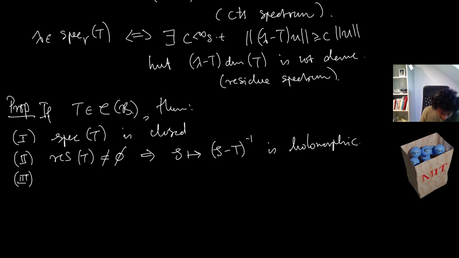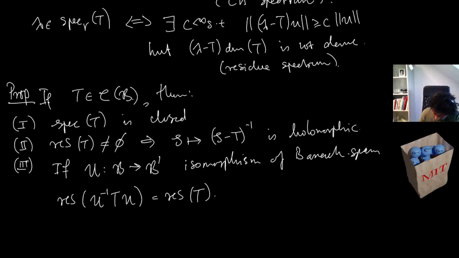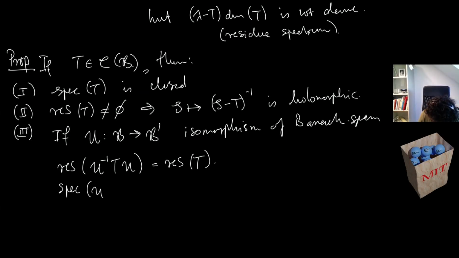Third point, so if U mapping from B tilde to B is an isomorphism of Banach spaces, then we have that the resolvent set of U inverse T U, which is obviously an operator on B tilde, is equal to the resolvent set of T. And of course, the spectrum now also has to be the same.